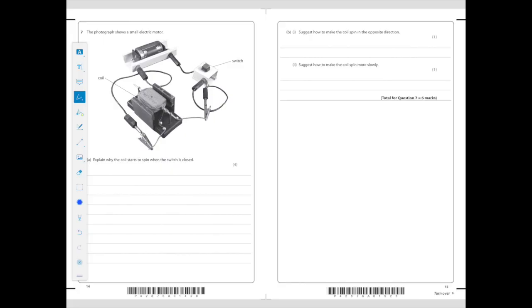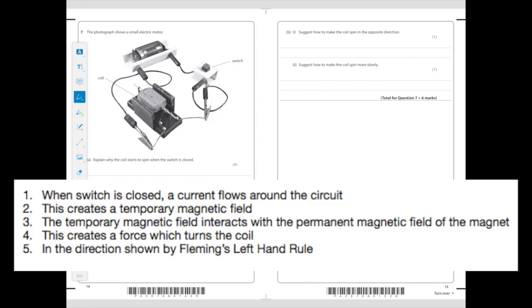The photograph shows a small electric motor. Explain why the coil starts to spin when the switch is closed. Remember, this is a magnetism question, so this is an answer which you can definitely rote learn. So what you want to say is when the switch is closed that the current flows around the circuit. This creates a temporary magnetic field around the magnet, which you can see is near the coil. It's stuck in the coil, so right here is where the magnet is. So this temporary magnetic field interacts with the permanent magnetic field of the magnet, which creates a force, and that force is what is used to turn the coil. And you can mention Fleming's left-hand rule just for an extra mark.